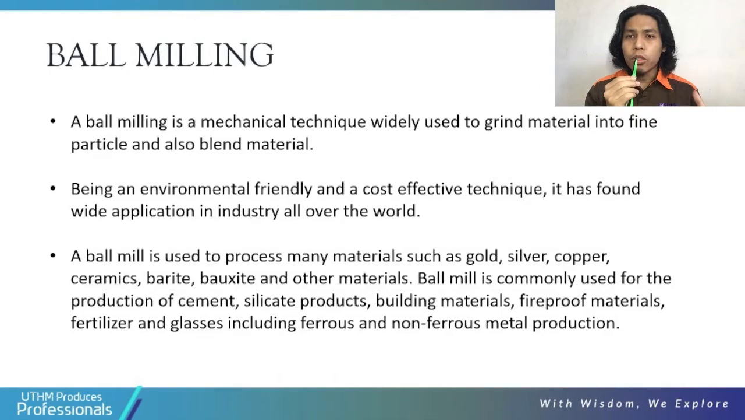For a ball milling machine, it is a mechanical technique widely used to grind material into fine particles and also blend material. Being an environmentally friendly and cost-effective technique, it has found wide application in industry all over the world. A ball mill is used to process many materials such as gold, silver, copper, ceramic, and many more. It is commonly used for the production of cement, silicate product, building material, fireproof material, fertilizer, and including glasses.